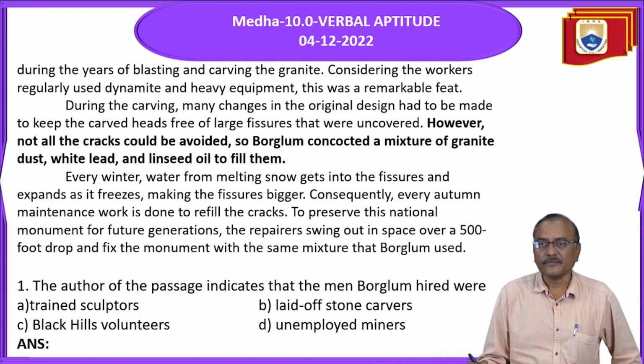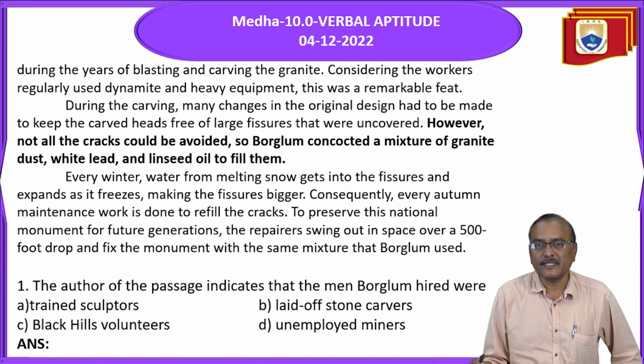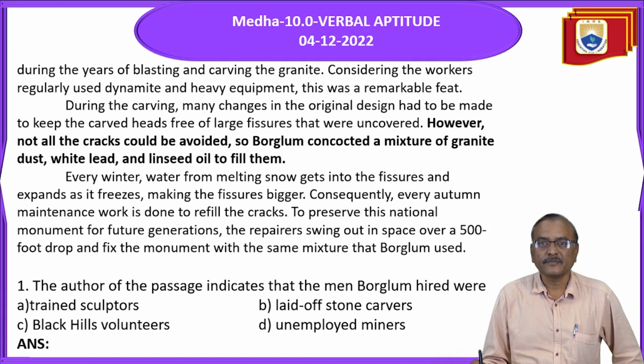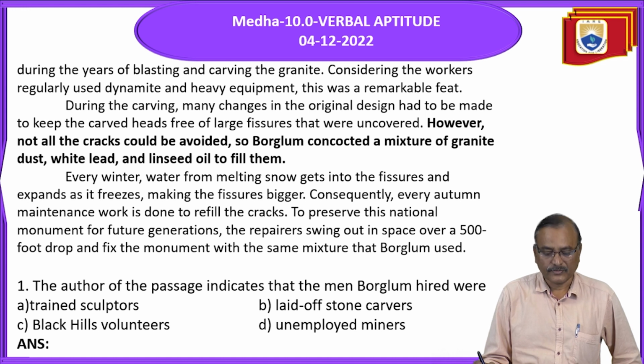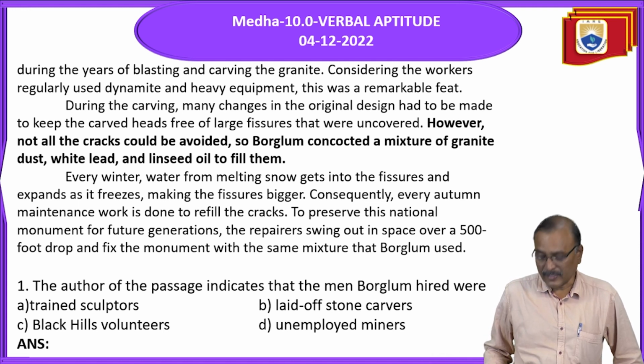Right? So this is the passage. Based on the passage, there are some questions. Right? We need to answer them. Okay, options are given. Read the first question. The author of the passage indicates that the men Borglum hired were: trained sculptors, laid off stone carvers, Black Hills volunteers, unemployed miners.